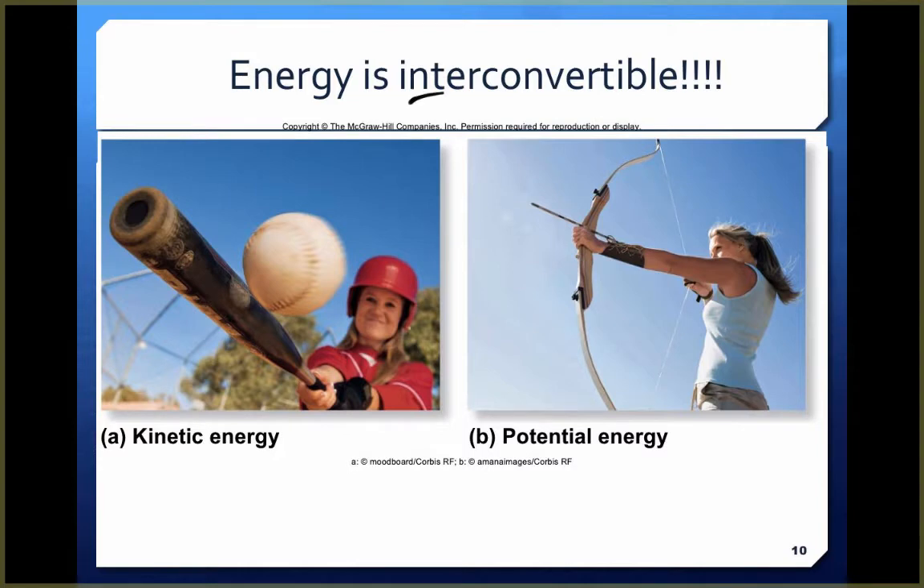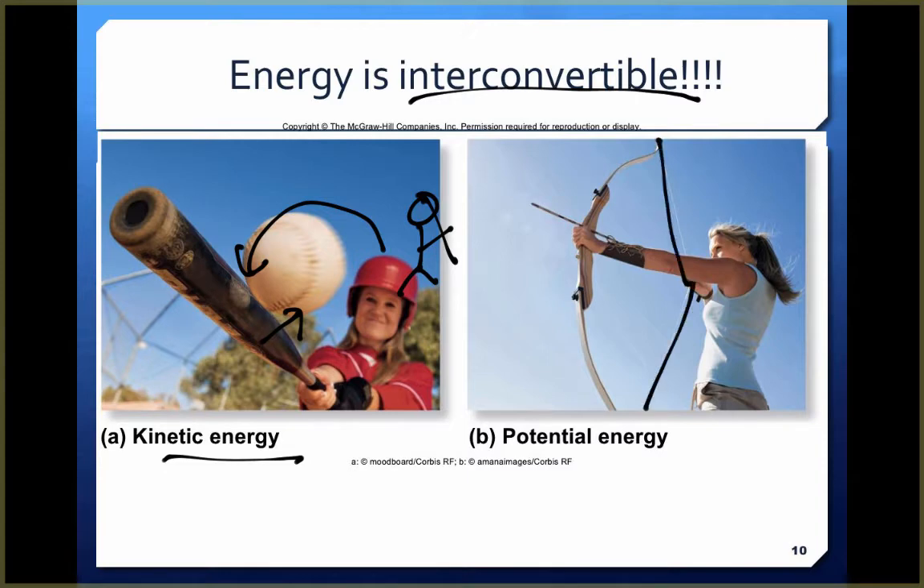This just proves that energy is neither created nor destroyed. It's interconvertible, right? When this batter is just sitting there with the bat, they have the bat and they're not swinging it yet. That's potential. Once she swung it and hits the ball to move it, that's kinetic energy. It's the same idea with this archer. Do you see how she's holding it back? That's potential energy. Once she releases it and the arrow starts moving forward, it goes into kinetic energy. So energy is neither created nor destroyed.